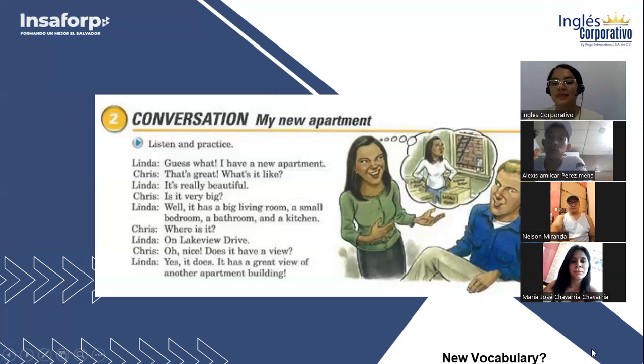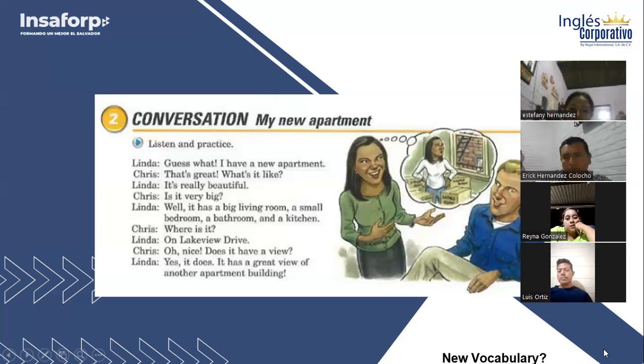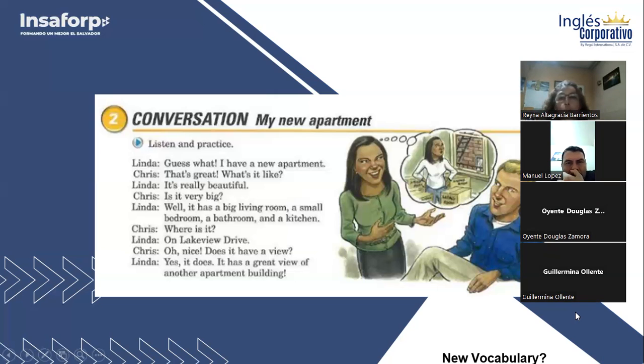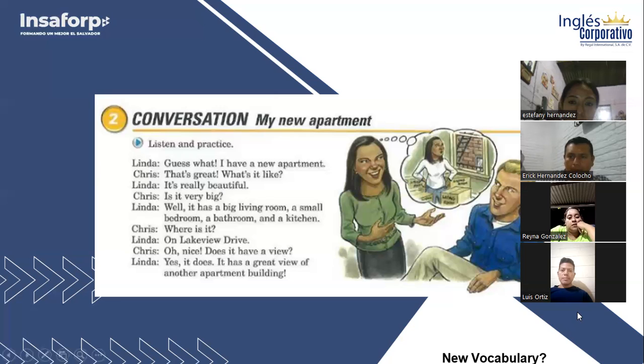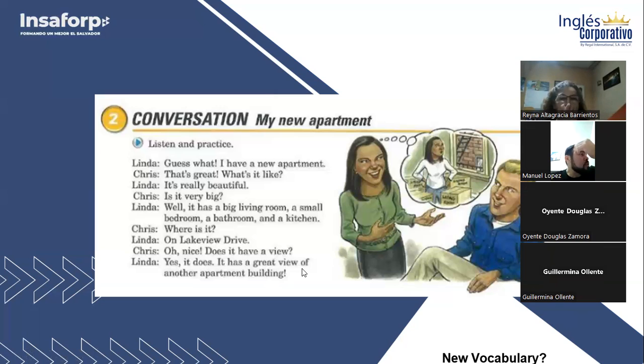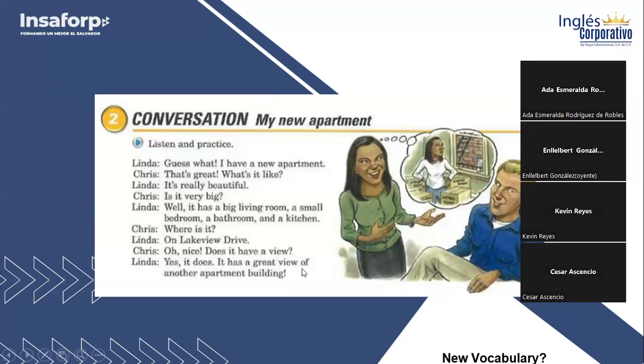Now, a ver, y Guillermina, dice oyente. No la vamos a molestar, no se preocupe. ¿Cómo se pronunciaba la última palabra? Which one? Apartment. Building. Sobre las cosas. Building. Sobre las cosas. Okay. Perfect.